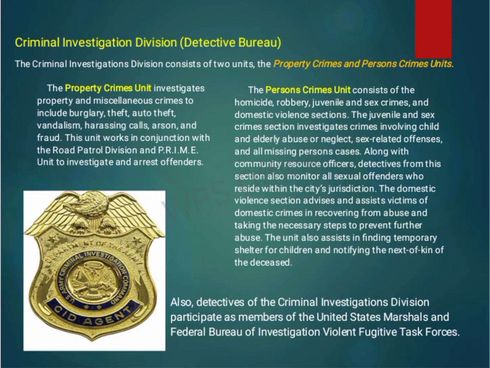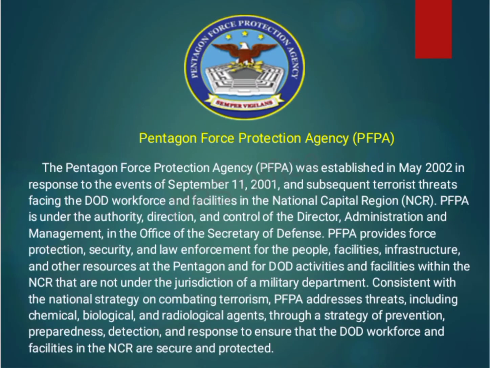arrest offenders. The Persons Crimes Unit, on the other hand, consists of homicide, robbery, juvenile and sex crime, and domestic violence sections. The Juvenile and Sex Crime section investigates crime involving child and elderly abuse or neglect, sex-related offenses, and all missing persons cases. Next, the Pentagon Force Protection Agency.